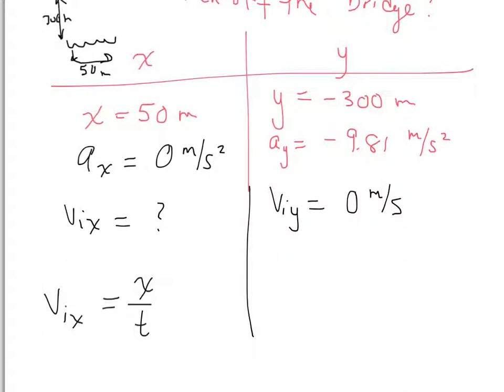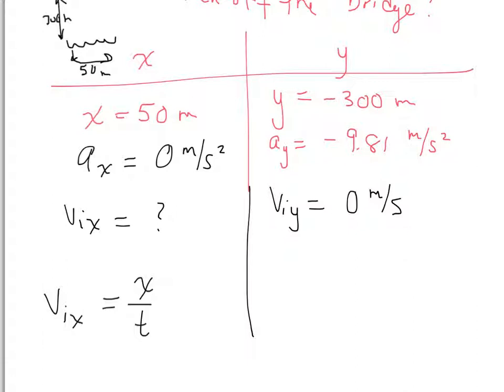But we can't do that. The bottom formula here that's listed that we're always going to use in the x direction, as we mentioned yesterday, we can't find VIX because we don't have time. We've got the displacement x, that's 50 meters, but I don't have the time. So anybody have an idea how we can maybe find the time if it's useless in the x direction? What can we try and do?